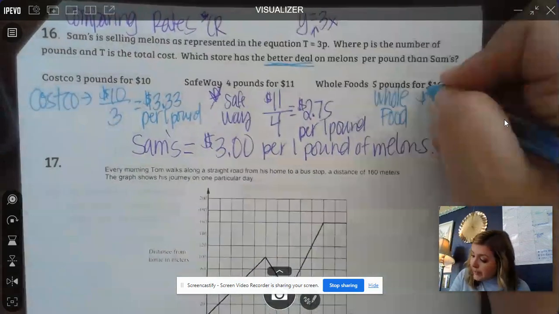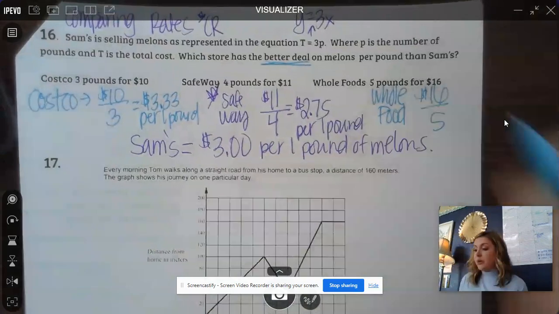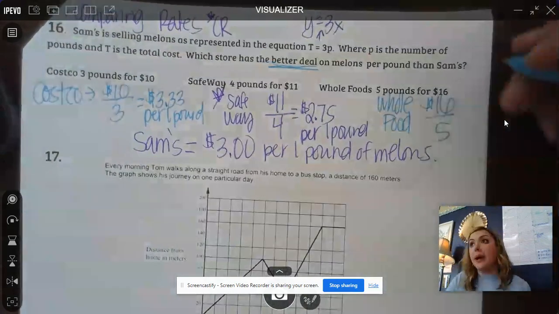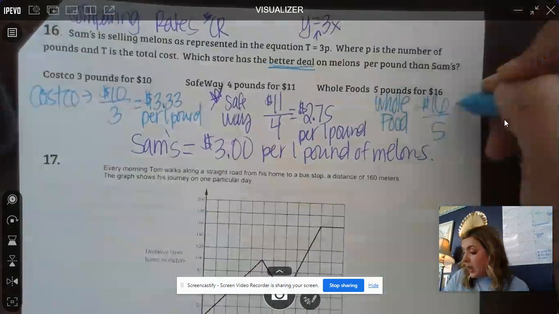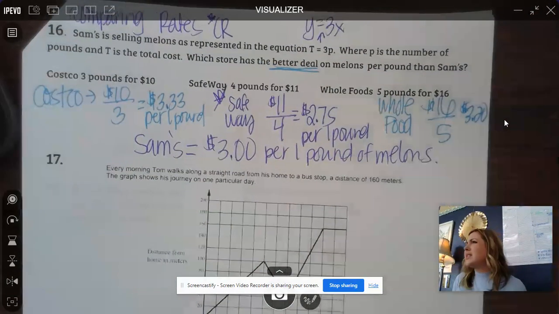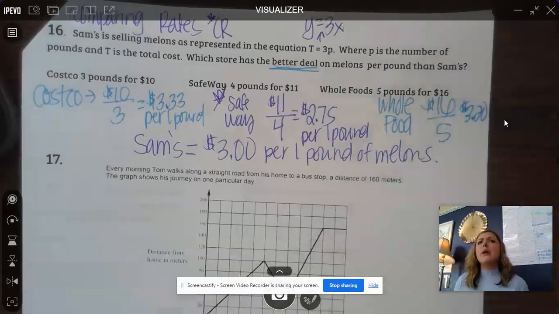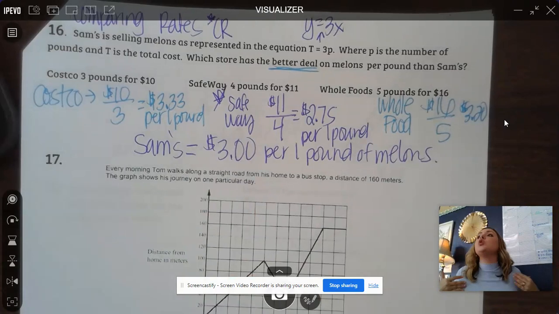Whole Foods, it's $16 for 5 pounds. And what is the cost per 1 pound? Is that a better deal, $3.20? No, that's more money. So if you had to explain in a sentence, I'm going to pause here. You're going to write the final sentence. What would you explain is the best deal and why, if this were a 2-point question?